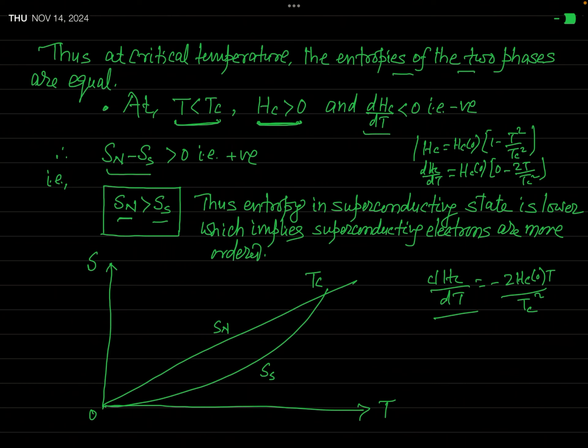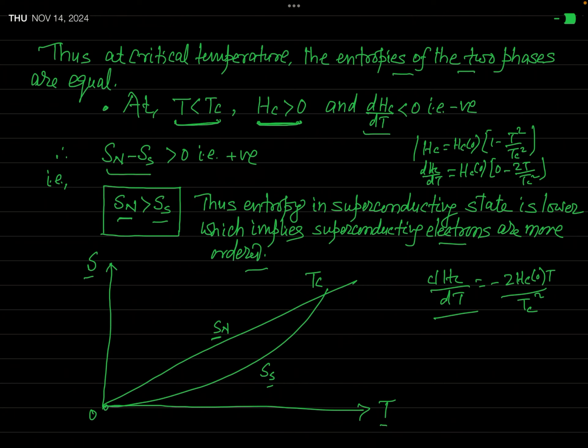In other words, you can also say that the superconducting state is actually the more ordered state with respect to the normal state. So I have mentioned here, thus the entropy in superconducting state is lower, which implies that the superconducting electrons are more ordered. Here in this figure, I have shown a graphical plot of entropy S against temperature. This straight line represents the entropy of the system in normal state, and this Ss, that is this lower curve, represents the variation of entropy with temperature for the superconducting state.